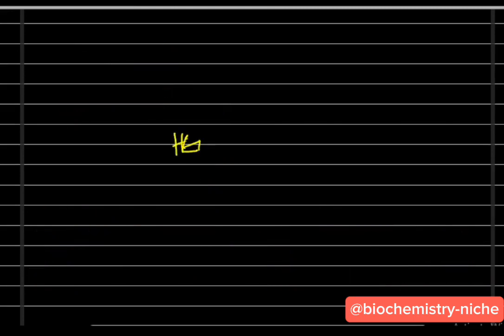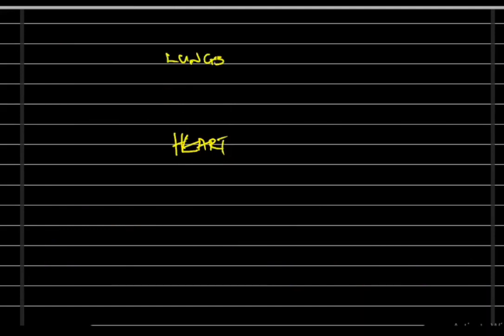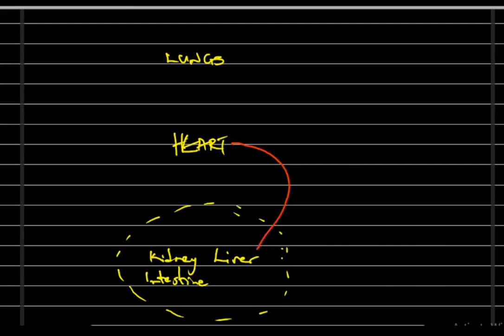We have the heart here, and then we have the lungs here, and we have other organs here like the kidney, the liver, the intestine, and so many other organs that we can think of. So we are having blood coming from the heart to organs of the body, and coming from the heart to the lungs.